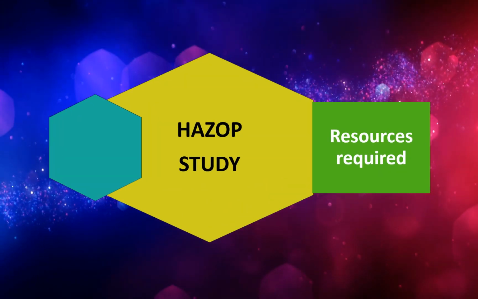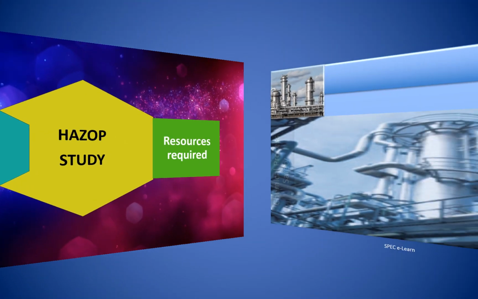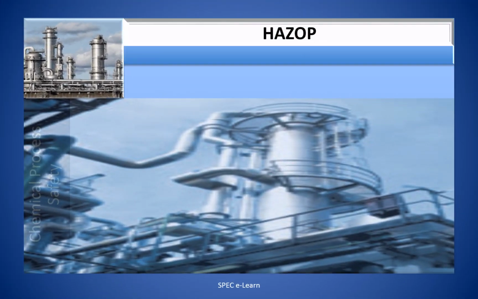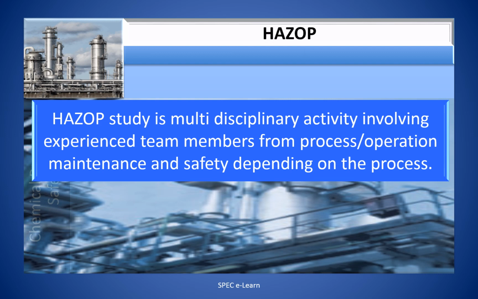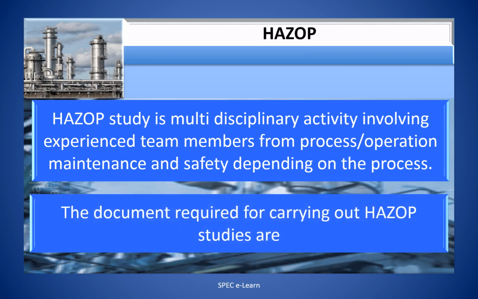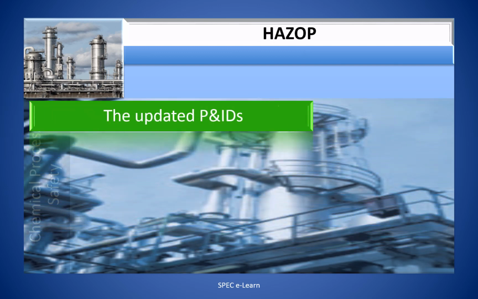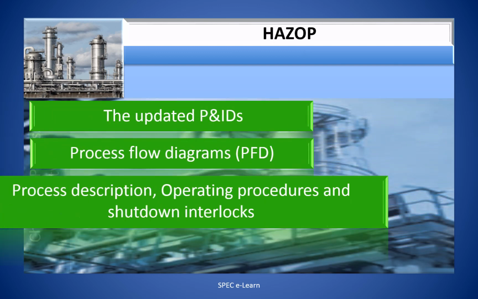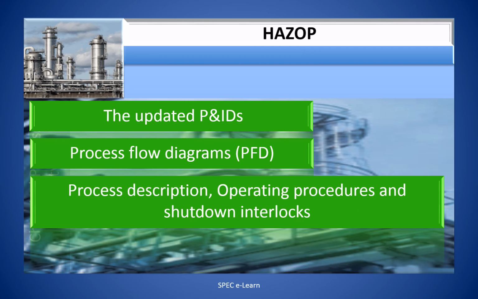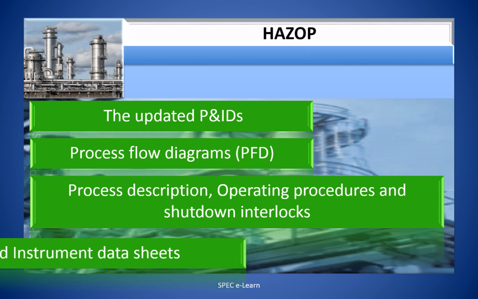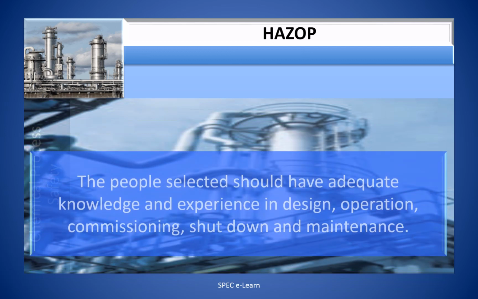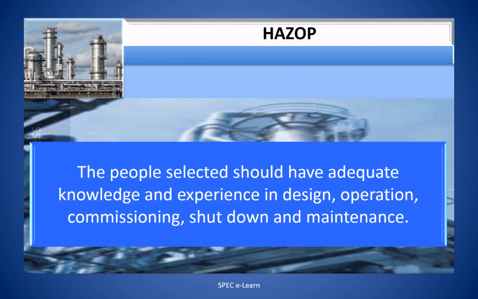Resources required for HAZOP study. HAZOP study is a multidisciplinary activity involving experienced team members from process, operation, maintenance and safety, depending on the process. The documents required for carrying out HAZOP studies are the updated P&ID, PFD, process description, operating procedures and shutdown interlocks, equipment and instrument data sheets. The people selected should have adequate knowledge and experience in design, operation, commissioning, shutdown and maintenance.